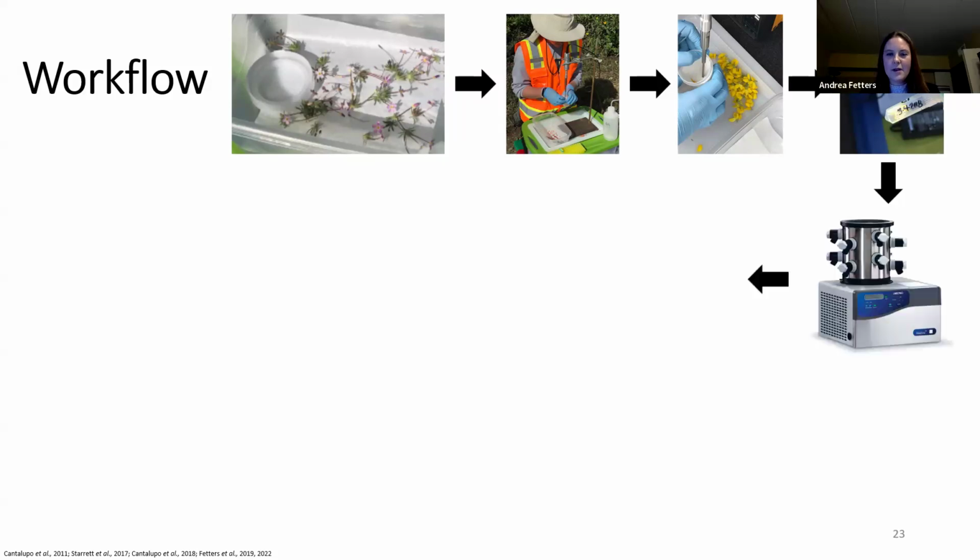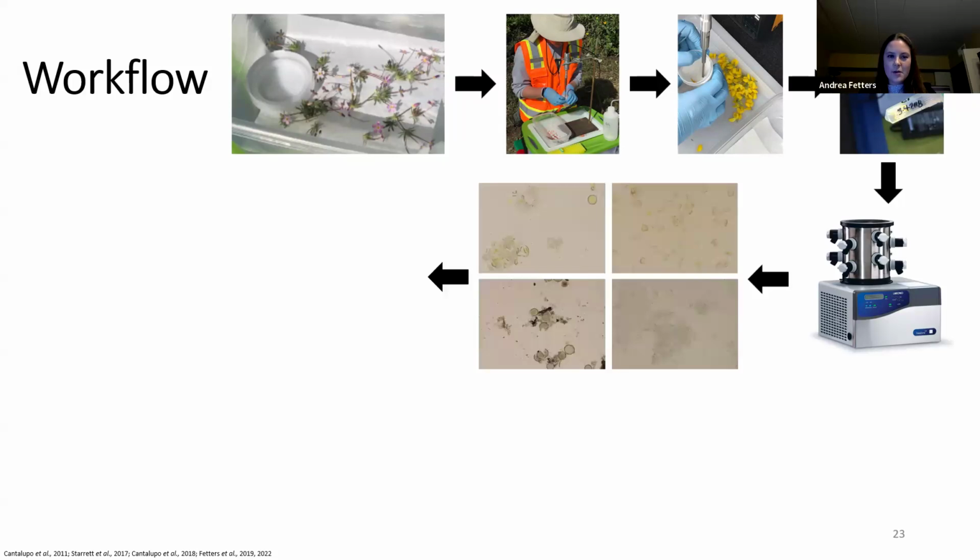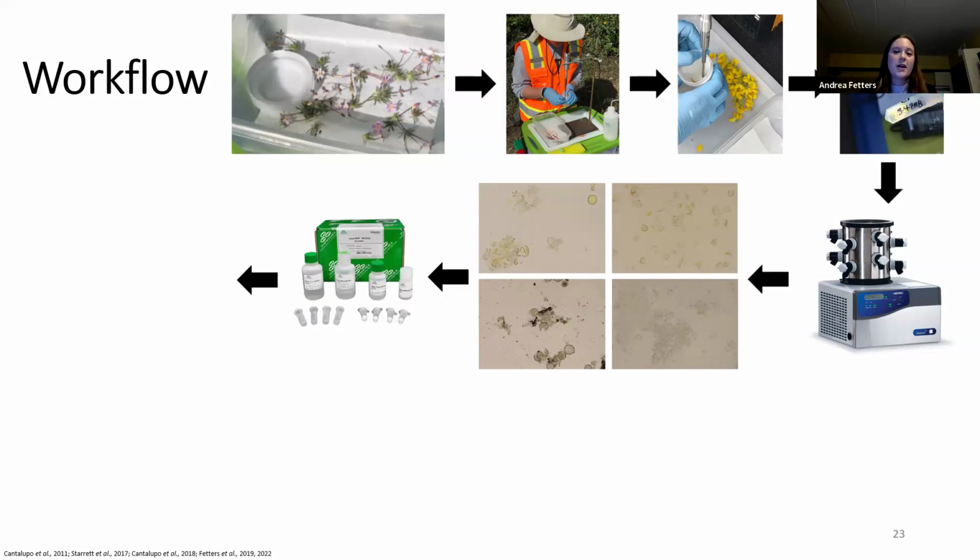Then back in the lab, our first step was to freeze dry the pollen, because pollen is a very tough, resilient plant product and would not break otherwise. So then after freeze drying the pollen, we did use a machine to break the pollen apart, and we checked to make sure that about 50% of the pollen grains in the sample broke. And then we extracted the total RNA from the pollen grain samples.